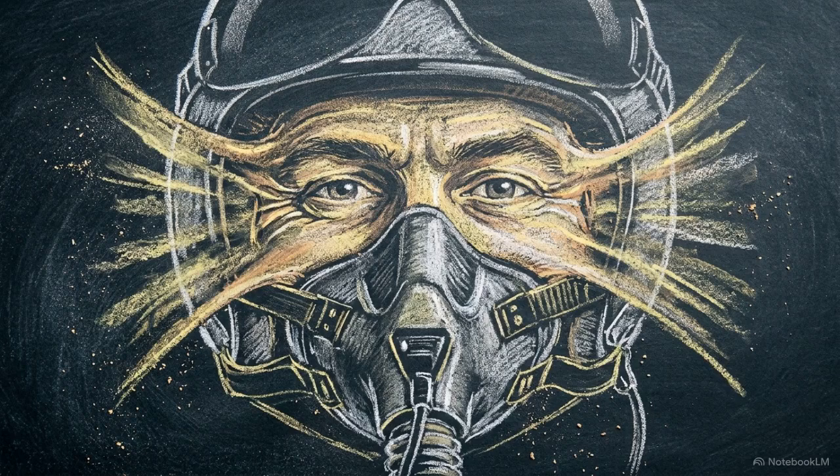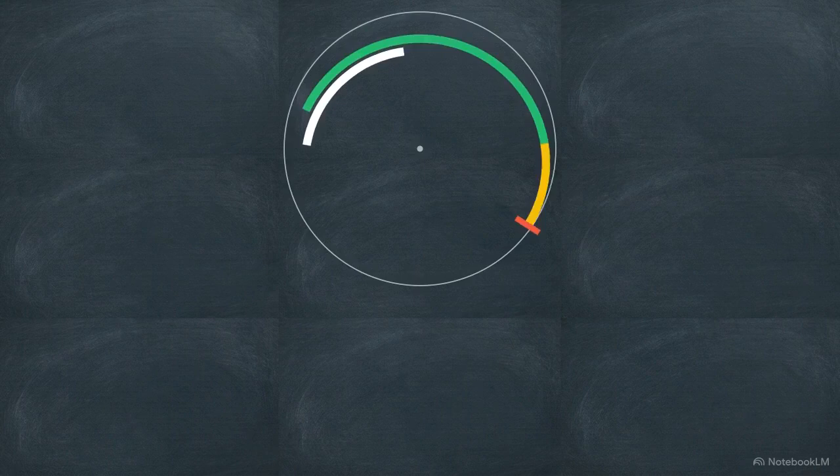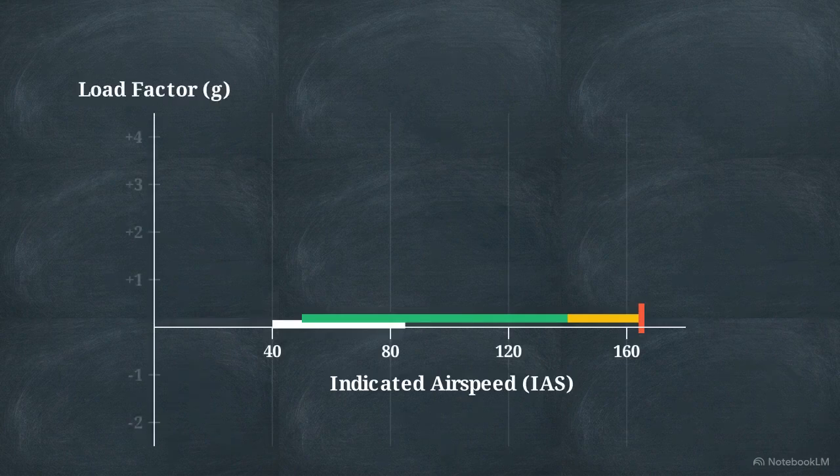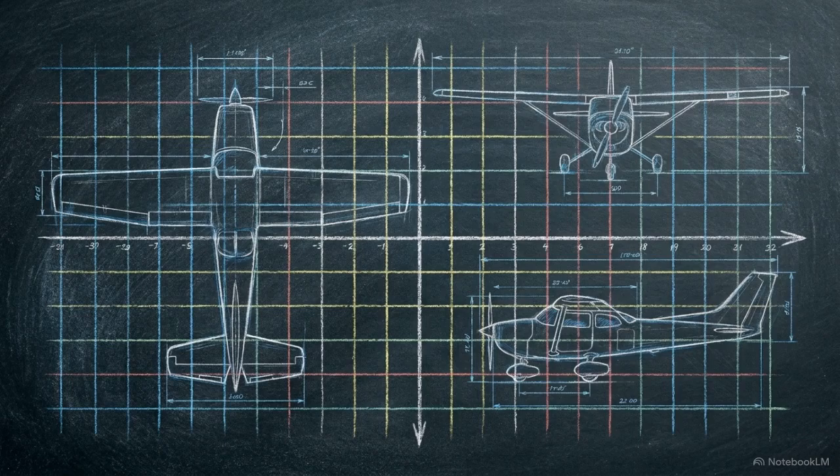That critical missing variable is load factor, commonly known as G-force, the gravitational load applied to the structure during a maneuver. If we take the curved color bands of the airspeed indicator and unroll them into a straight horizontal line, we form the x-axis for our indicated airspeed. Intersecting that is our vertical y-axis, representing load factor, measured in positive and negative g-forces. Plotting these two dimensions together creates the velocity load factor graph, or VG diagram. This map defines the absolute boundaries of an aircraft's physical survival.